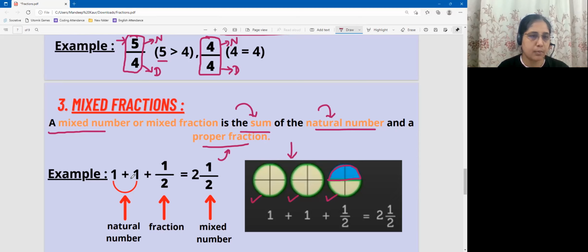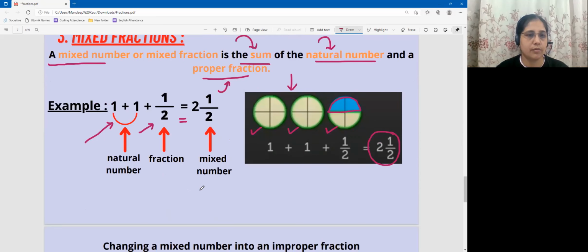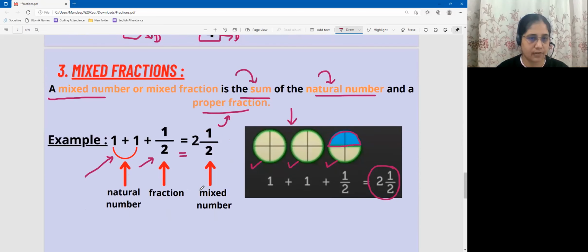So 1 plus 1, both are natural numbers, plus a fraction is equal to a mixed fraction. So the mixed fraction for this example is 2 1/2, because we were having two natural numbers, two wholes, and half of one, right? So this is how these are known as mixed fractions.